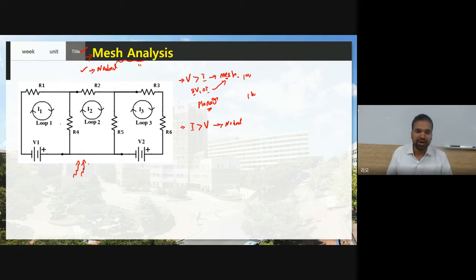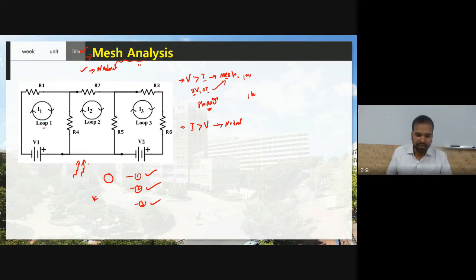First you need to understand how many loops you have. A loop is nothing but a closed circuit. So how many closed circuits do you have? Three closed circuits. Clear. If you have three closed circuits, you will get three linear equations: 1, 2, 3. If you apply KVL in loop 1, you will get equation 1, apply KVL in loop 2, you will get equation 2, and apply KVL in loop 3, you will get equation 3.